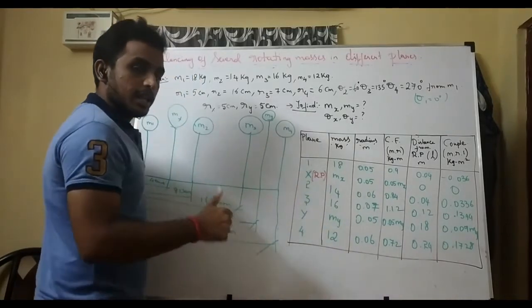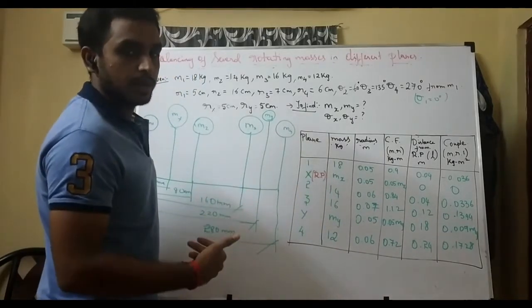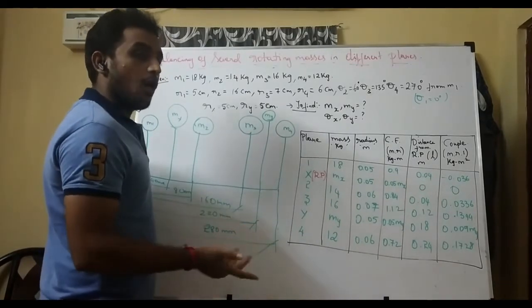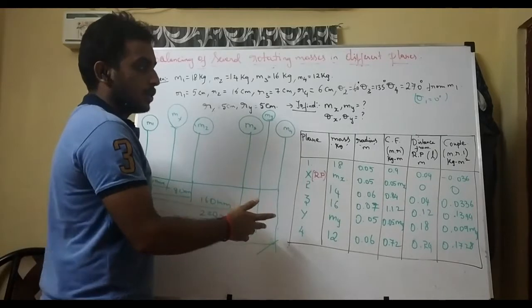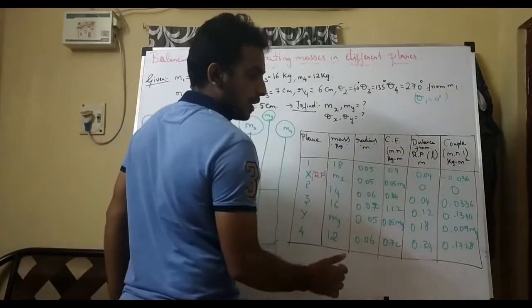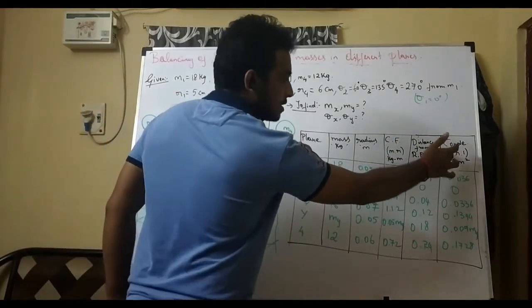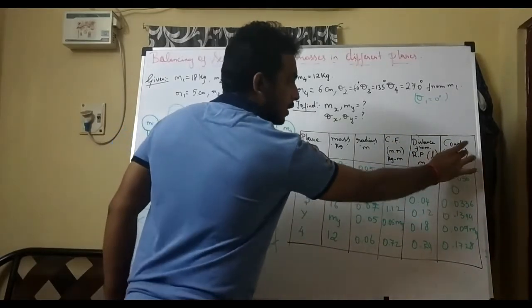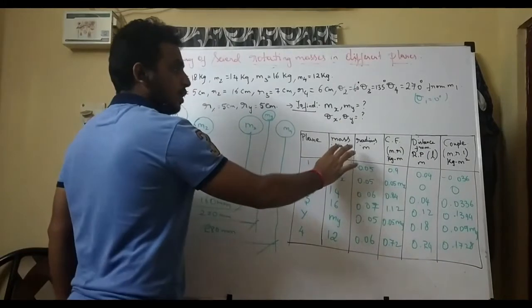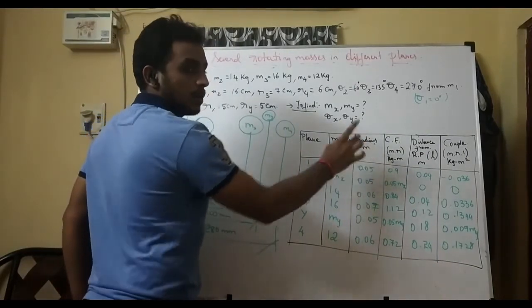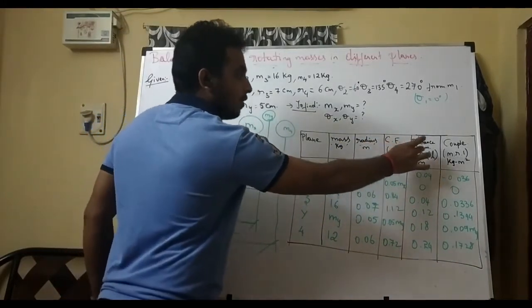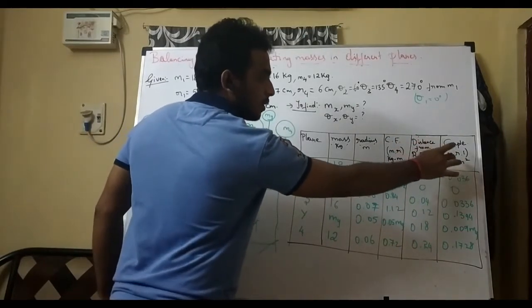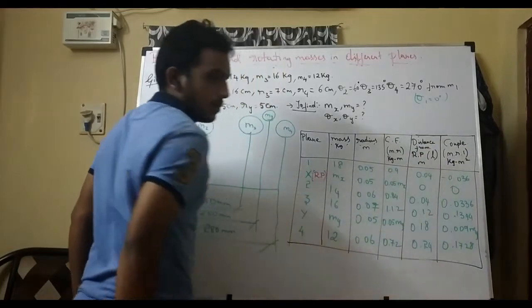We have to consider any one plane to be the reference plane. I will tell you why we are considering a reference plane and how we have to choose it. And then the couple. Couple is nothing but this centrifugal force into the distance, m into r into l. When you multiply the second and third columns, you will get the centrifugal force, and when you multiply the fourth and fifth columns, you will get your couple column.